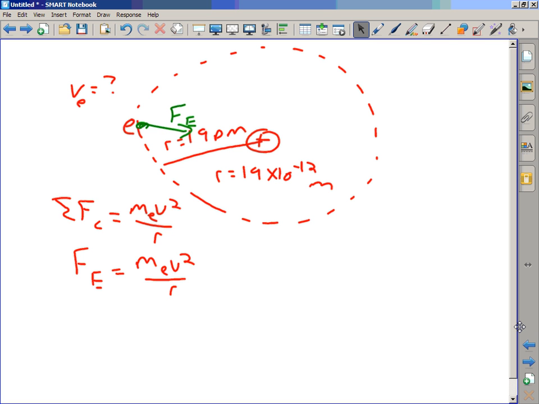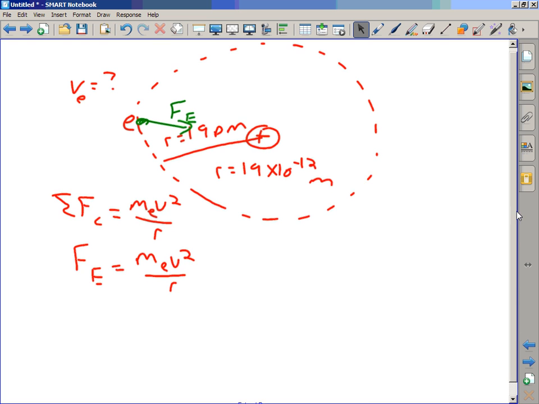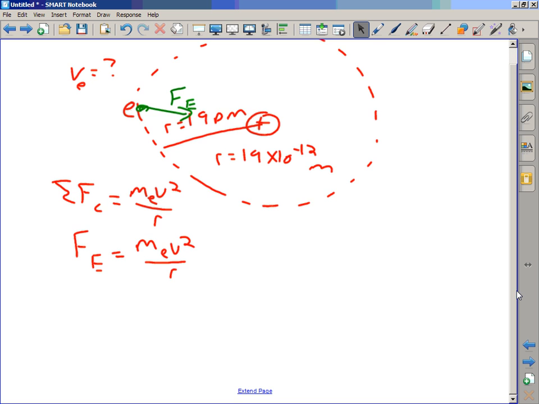You choose right now. So, electric force is what holds the electron around the atom. We have an equation here for the electric force. What is it?